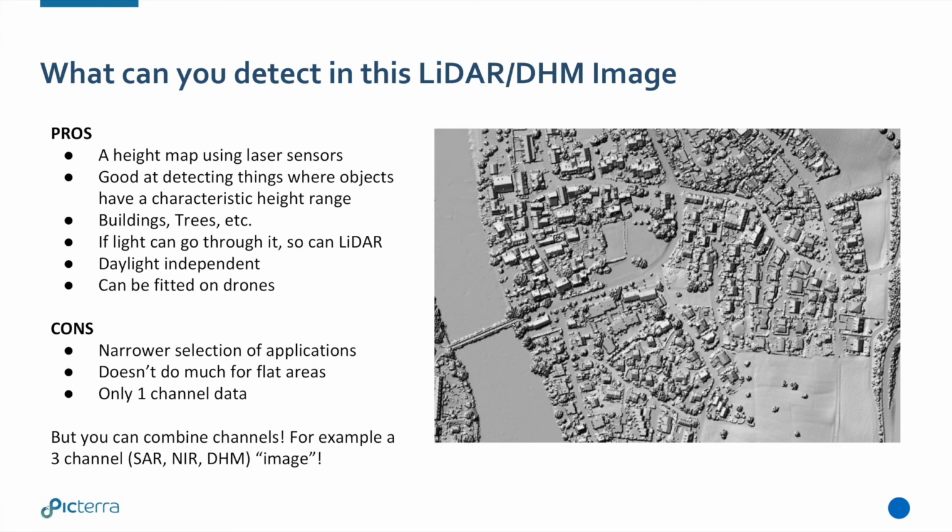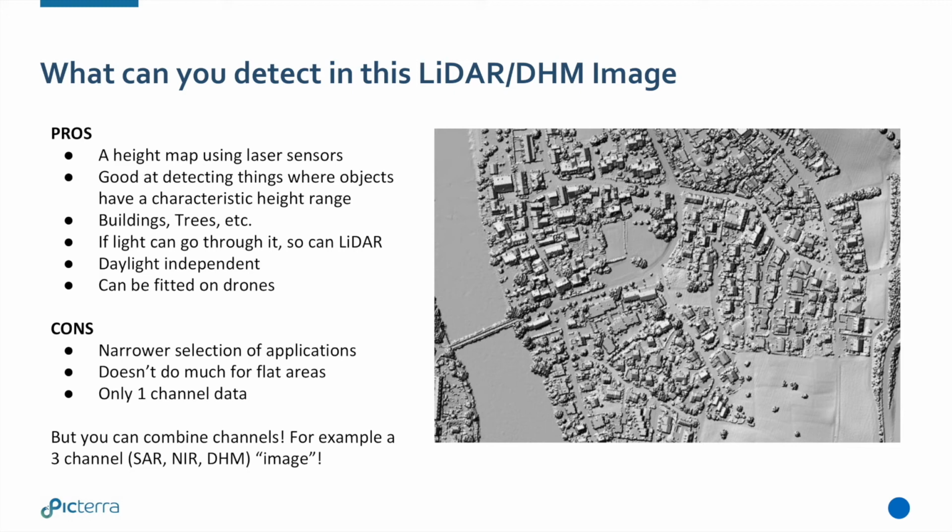Lidars can be fitted onto drones, so you can get quite high resolution imagery. However, there is no information at all about the color or texture of objects. It's just the height. So if you have an object that you're trying to detect that looks very different from its surroundings in terms of the color, but shares the same height as its surroundings, then in the LiDAR image it will be completely invisible.